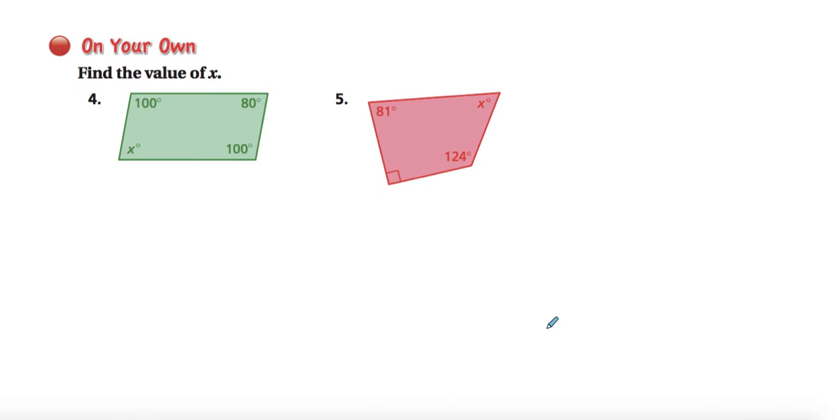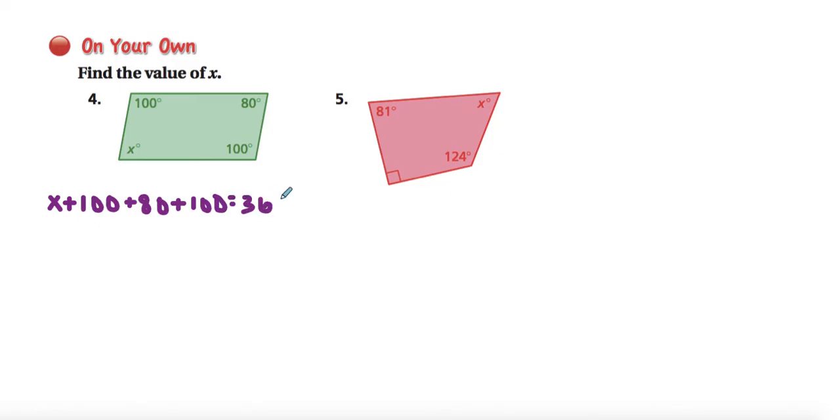Try these two problems on your own. You can pause this video and come back to compare your answers. Let's take a look at the first problem. Here I am given the angles X, 100, 80, and 100, so I can set up my equation as X plus 100 plus 80 plus 100 is equal to 360 degrees.